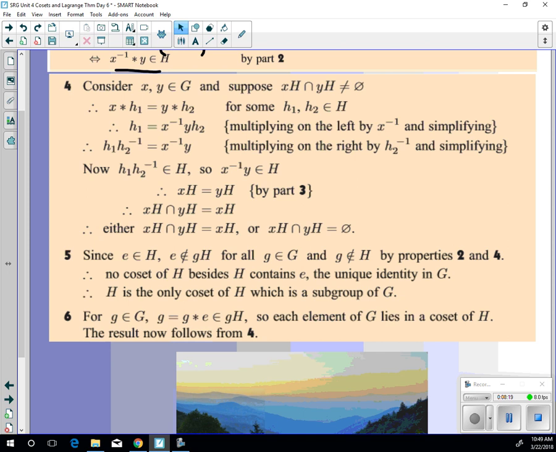So therefore xH intersect yH is equal to xH, because xH and yH are the same thing, therefore anything intersect itself is equal to either side, which is xH. So either xH intersect yH is equal to xH, or xH intersect yH is equal to null, because of that, I suppose.